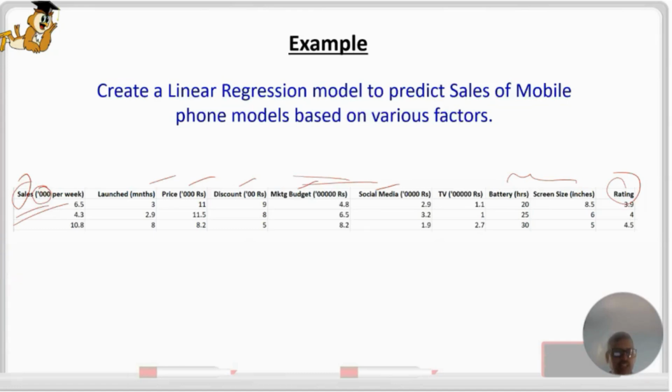The sales is the dependent variable. I'll repeat, the sales per week is the dependent variable that I'm interested in, and these are the independent variables, numerous independent variables, and each row is basically one point in the training data, and you could have potentially many of these, right? I mean, thousands of sample points.